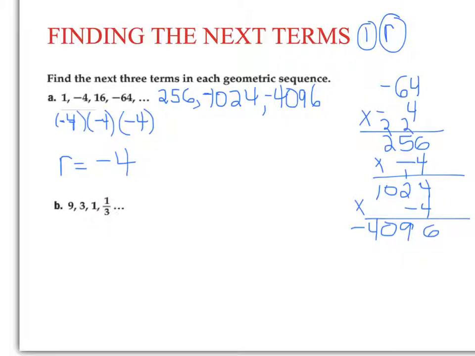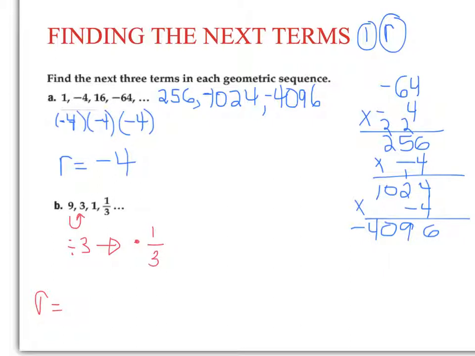Now if we take a look at our second example, we're given 9, 3, 1, 1/3, and the pattern continues. Again, my job is to figure out the common ratio or a multiplier. So if you're looking from 9 to 3, your first instinct is to say that it's being divided by 3. However, we don't want to talk about division here. We always want to talk about multiplication. And we spoke about this the other day, that dividing by a number is the same as multiplying by its reciprocal.